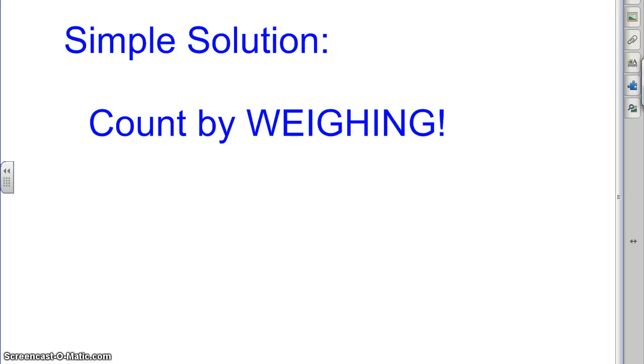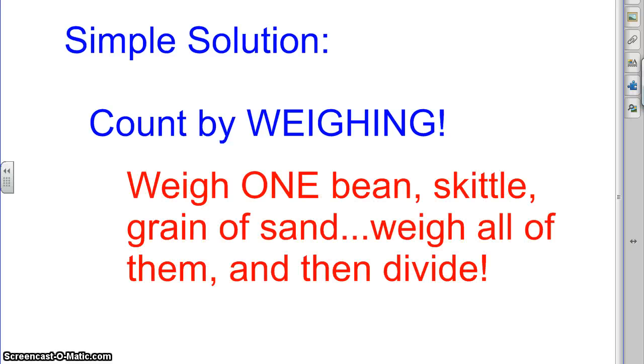The simple solution, of course, is to count by weighing. That's where you just take one of the things. You weigh a bean, you weigh a Skittle, you weigh a grain of sand, and then you weigh the whole group and you divide those two numbers, and now you have approximately how many beans or how many Skittles there are.